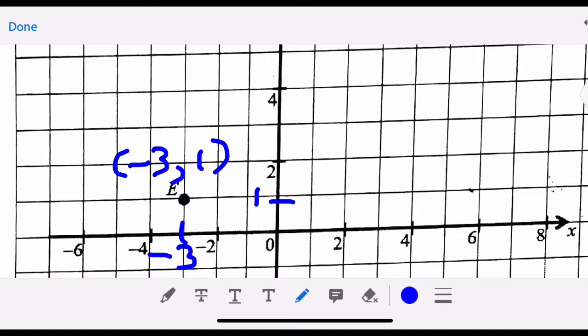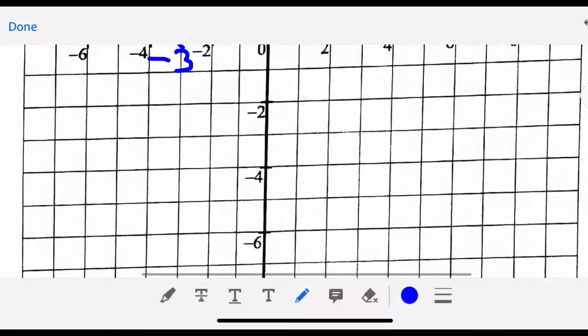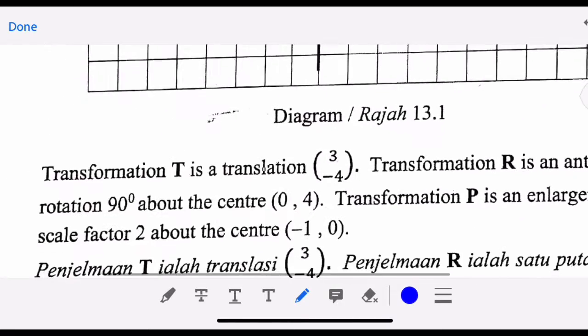We are given point E, which is one of the points given, and normally the point given will be the object, so we write the O. Okay, and mark on the Cartesian plane. Let's see what they want to do with the point E.